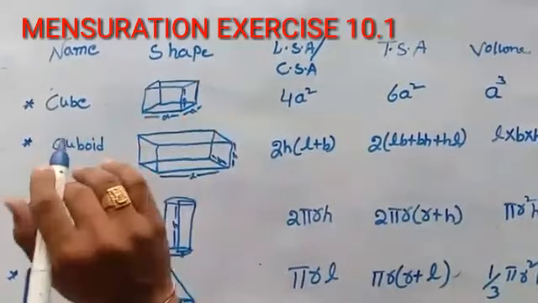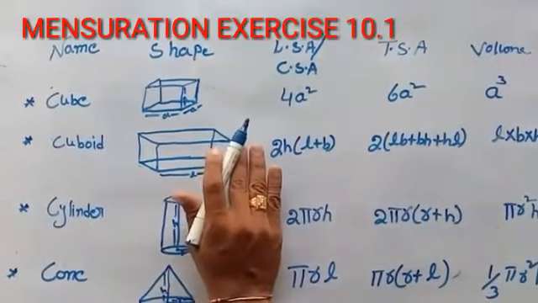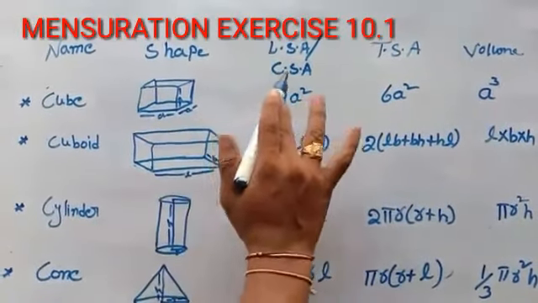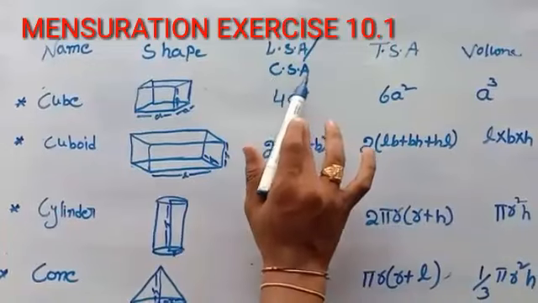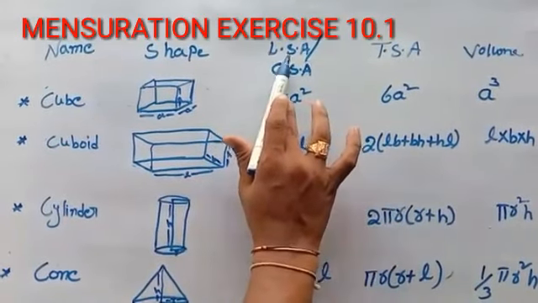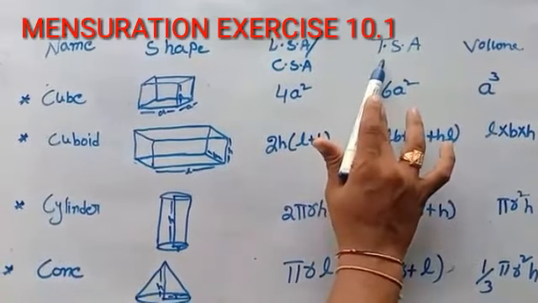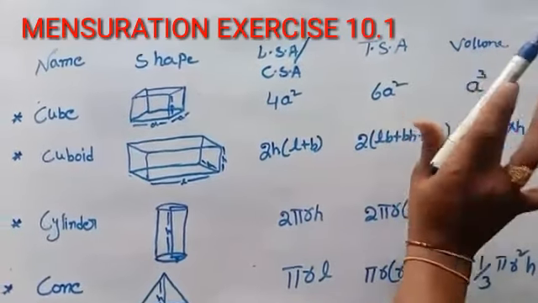In the chapter mensuration, the basic formulas. First, name, shape of the diagram. Here LSA or CSA. LSA means lateral surface area and CSA means curved surface area. And next, total surface area and volume.